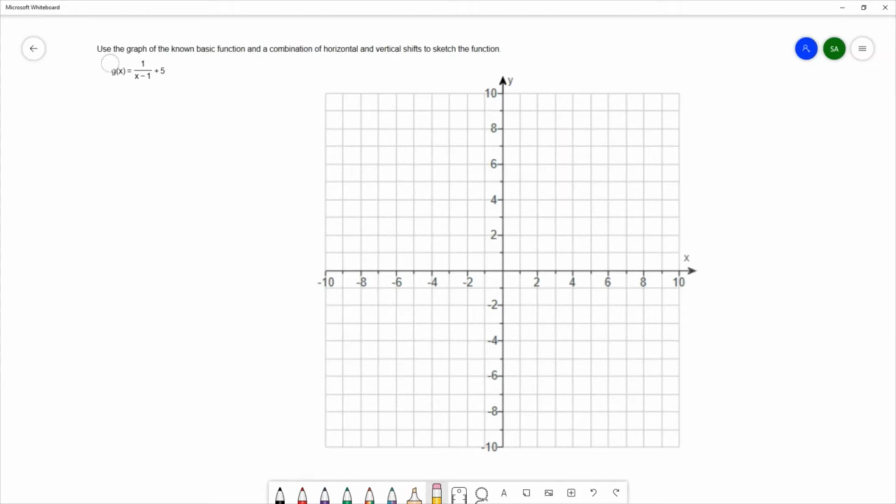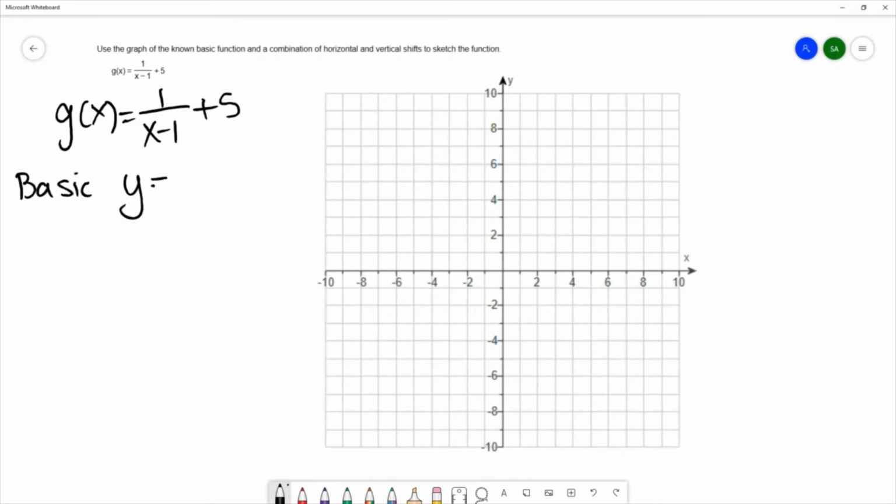For this example, we want to use the graph of the known basic function and a combination of horizontal and vertical shifts to sketch the function. For this example, g of x is equal to 1 over x minus 1 plus 5. Our function is g of x equals 1 over x minus 1 plus 5. For our basic graph, we have y equals 1 over x.